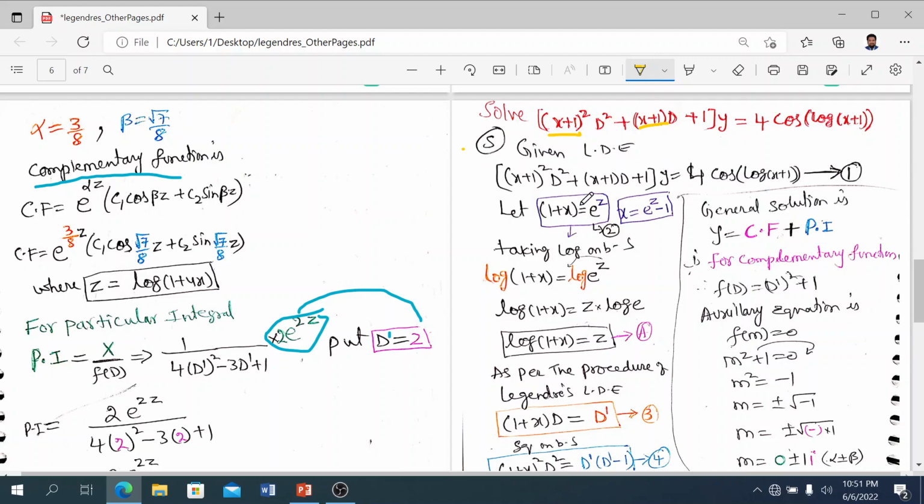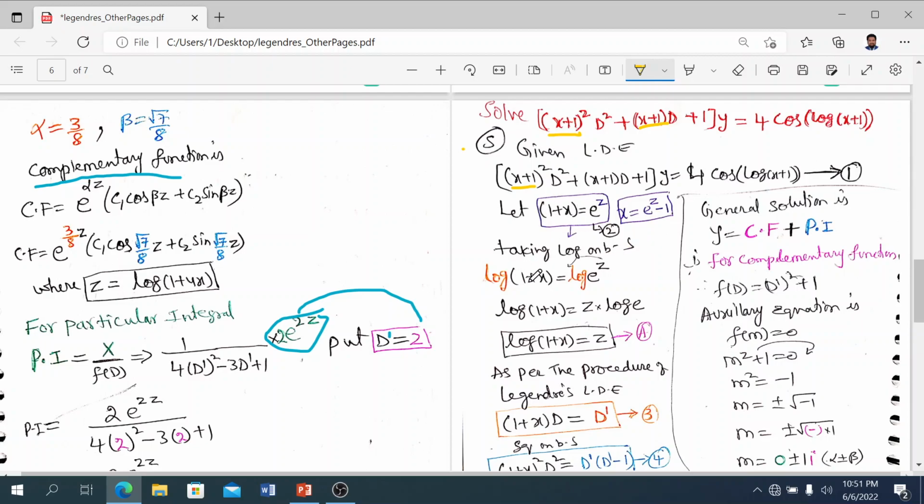Okay, now wherever x plus 1 is there, put e power of z. Sending 1 to that side, x value is e power of z minus 1. Wherever x is there, we will use this. Now for this, mark it as second equation, taking log on both sides.